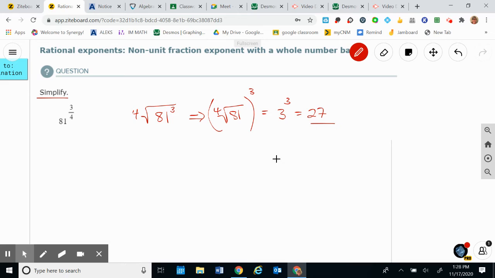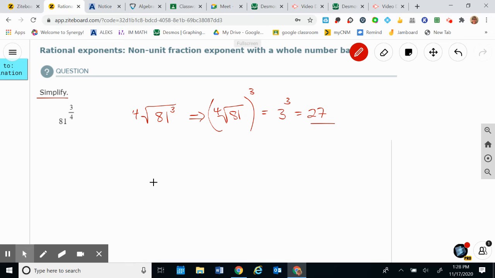And that is the answer. So, yeah, that's it. In other words, 81 to the 3/4 is equal to 27, equal to the fourth root of 81 cubed. That's a mouthful. All right, that's how you would solve it.